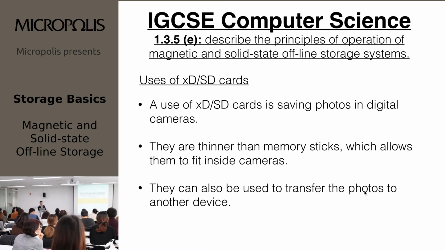Now, what usually happens is cameras can still use XD or SD cards, but the transfer of files is usually done by using a USB port and a USB cable, and transferring the files to the computer. So one end plugs into the camera, one end of the USB plugs into the computer, and that's how it's done. So that's pretty much it for memory.